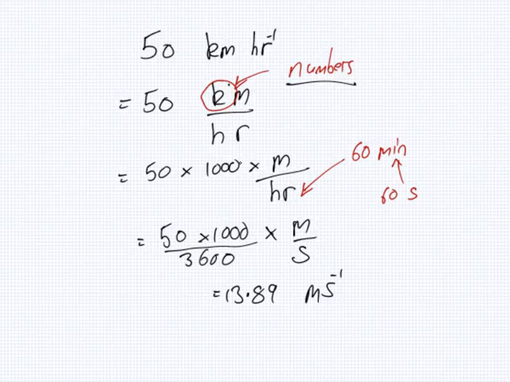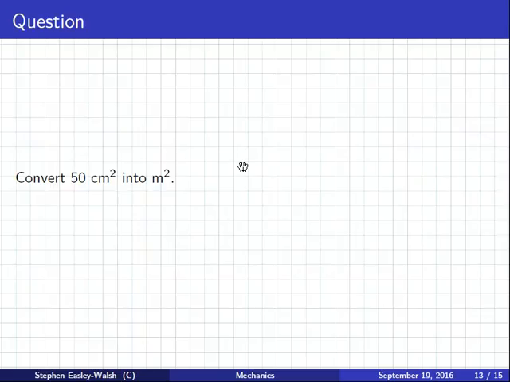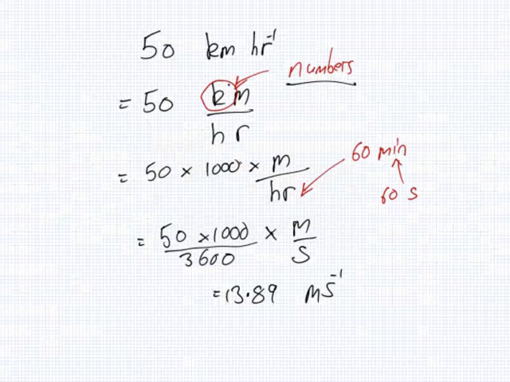Okay, we have this? Okay, let's have a look at the next one now. Now, this one's getting much more difficult. The square makes a big difference here. So if you can write this down, convert 50 centimeters squared into meters squared.